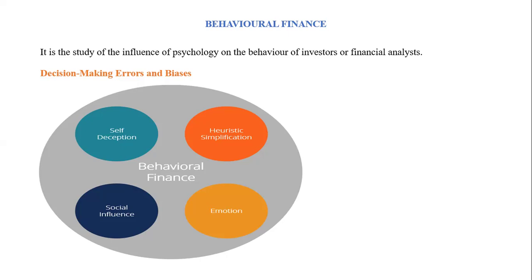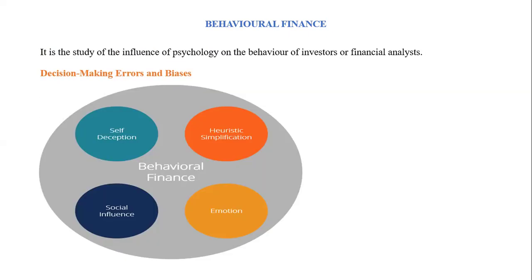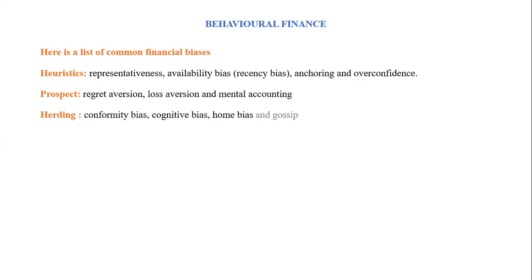So that is an example of some biases in the four main classifications. We have self-deception, heuristic simplification, social influence, and emotions. Now, let's also look at these common financial biases. We have what? Heuristic.